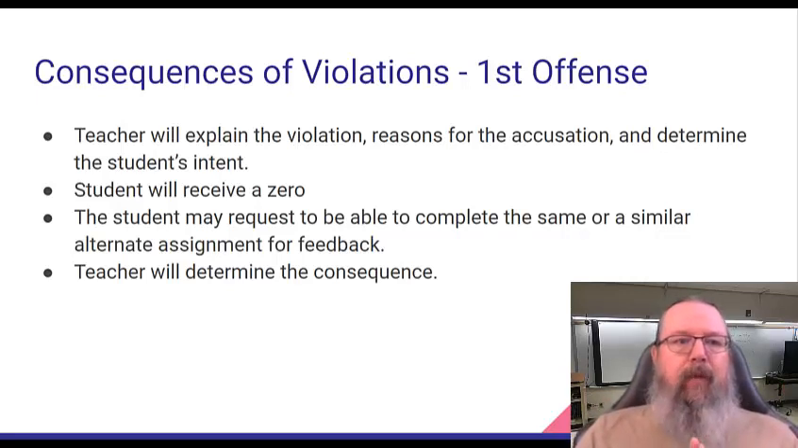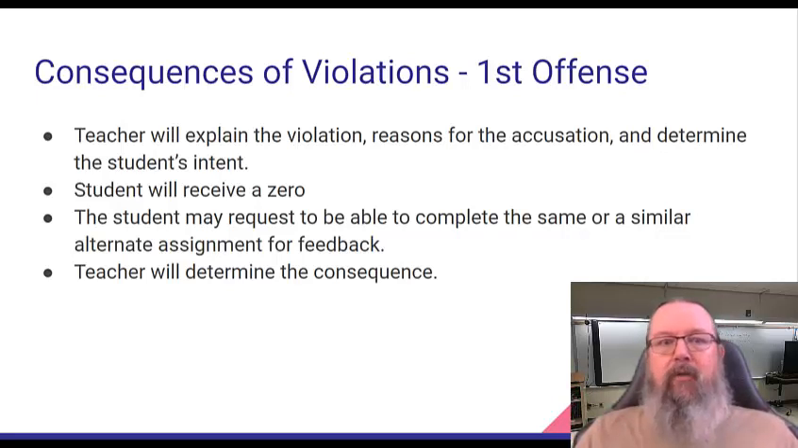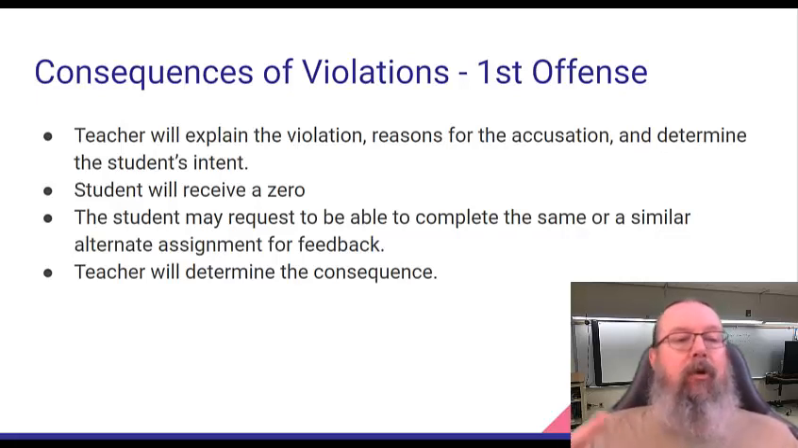Okay, the first time, the teacher, I will sit down and explain to the student, this is what you did wrong. These are my reasons for suspecting you've done this. And I will probably ask you, why did you do this? Maybe it's an accident. Maybe you just wanted a better grade. For whatever reason, you're going to get a 0. The student will receive a 0. Now, the student can request to redo the assignment, right? Or do a different assignment and get some feedback. That way we know what you're doing. The teacher will determine what the consequence is on this first offense.